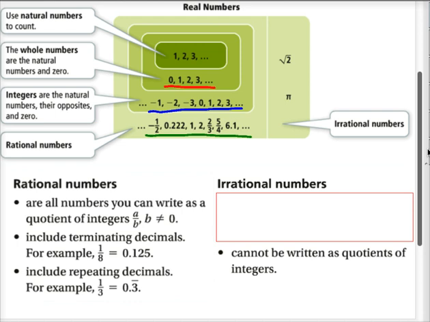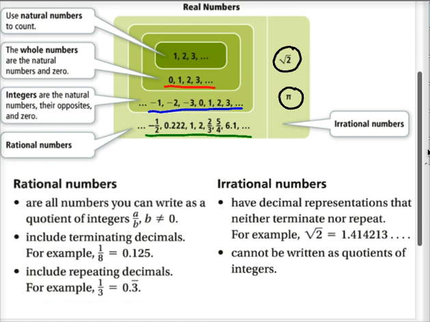Well then it even got a little bit more complicated than that. Math continued to evolve, and we got numbers such as these: the square root of 2, pi, things like that, things that were not a terminating decimal, they had no end, and they can't be written as a fraction. So how do we qualify those? Well, irrational numbers have decimal representations that neither terminate nor repeat.